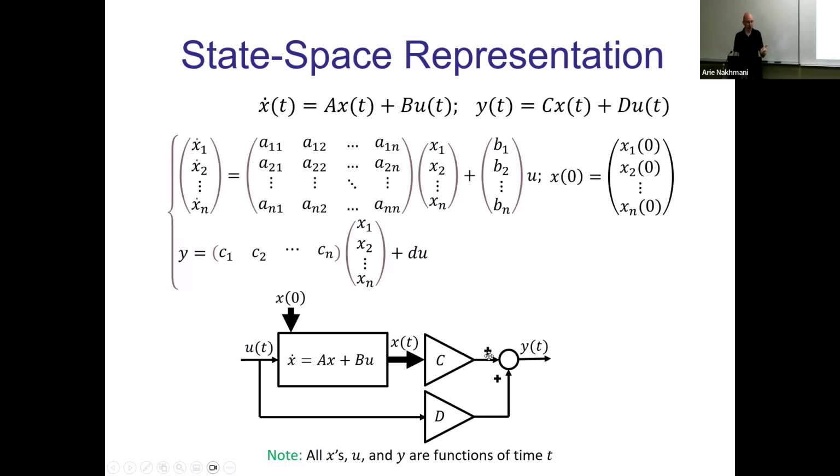So when you're making a dot product with vector C, you obviously get a scalar number, like a 1 by 1 vector if you wish, just a number. So this number is added to U times D, and this is an amplifier. This triangle shows amplification by that number D. So I'm adding D times U, plus C times X, and then I get Y.